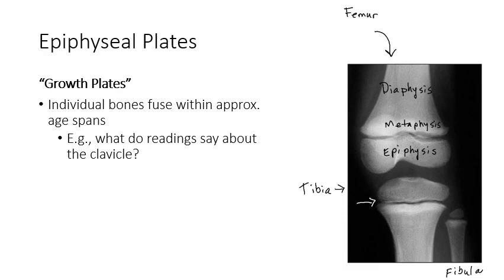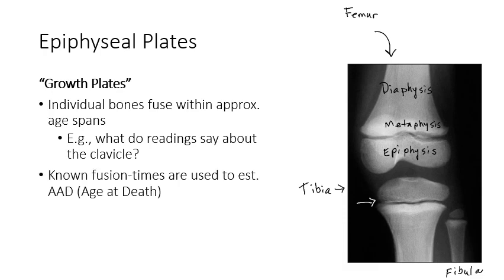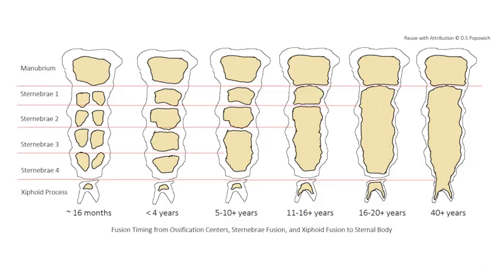Here's a question. What do our readings say about the clavicle? This would be a good question for the test to see if you're reading along. I won't tell you. I'm going to leave that out there. I'm going to let you research that. Okay, so our known fusion times, as I pointed out, they're used to estimate AAD, age at death. So with respect to our WordPress, I'm not going to tell you about the clavicle.